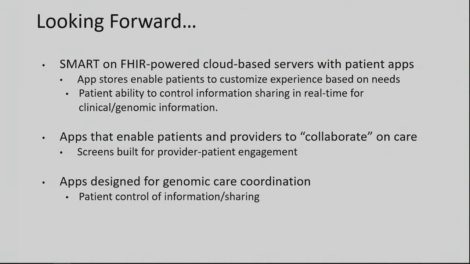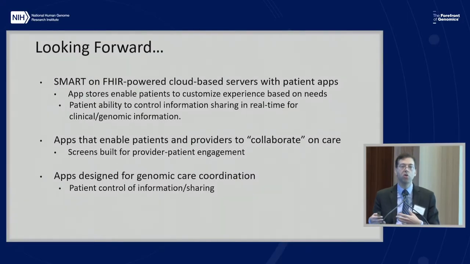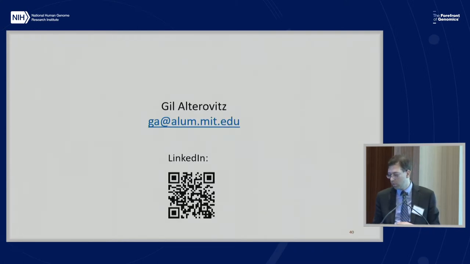Applets that are designed for genomic care coordination, I think is a big area that we need to worry about and think about for the future, where patients can control the information sharing to enable some of that care coordination. A lot of issues around, for example, family history, other places where you need to kind of collect information from different places, share from different organizations.